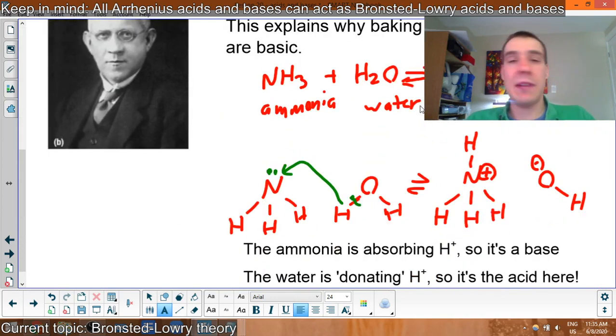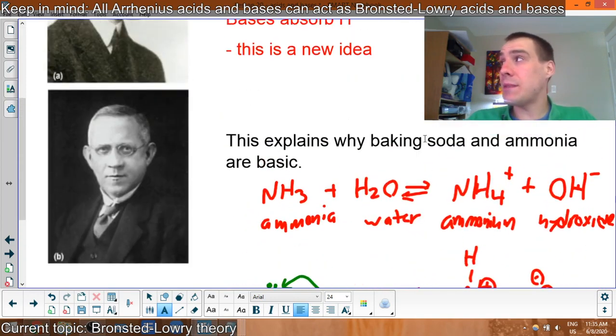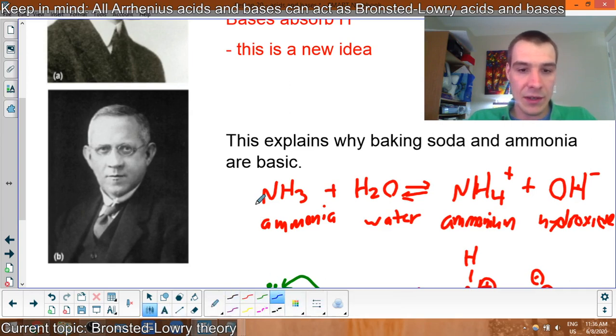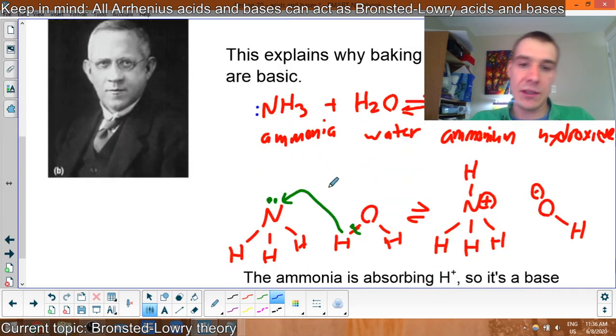I remember I talked about how Arrhenius can't explain why baking soda or ammonia is basic. Well, here's ammonia and here's water. Ammonia has an extra lone pair. There's a lone pair of electrons on the nitrogen there. And then the water will actually give its proton to the ammonia to make the ammonium ion. And then it leaves behind hydroxide, which, as you guys know, kind of makes a base. So ammonia is basic because it pulls that hydrogen away.